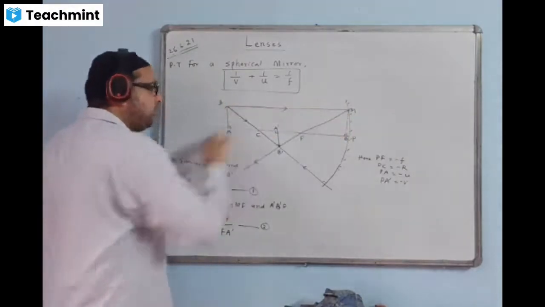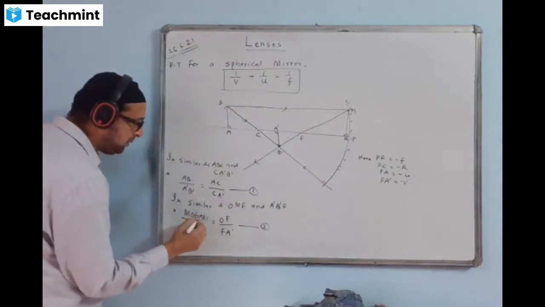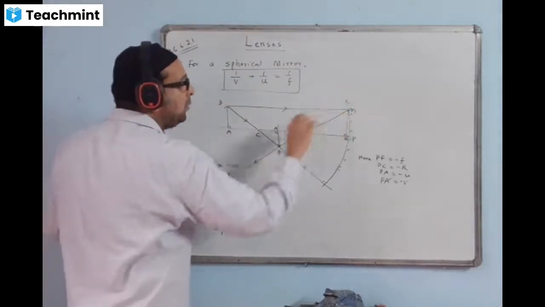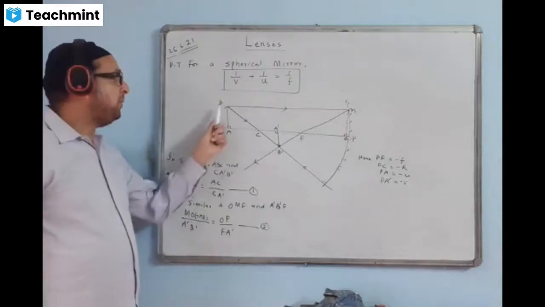Here, what do you see? MO and AB are equal, being a rectangle, right? Equal to AB. Within bracket, I write: the height of MO and AB are equal due to the rectangle form. This is the rectangle.